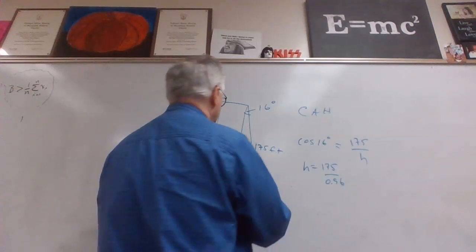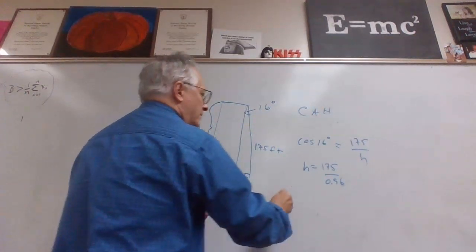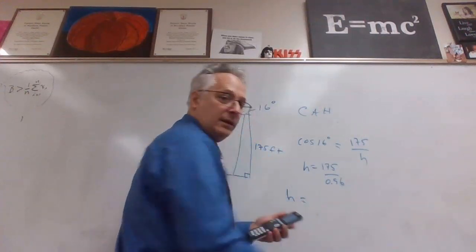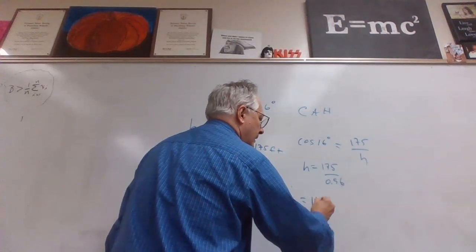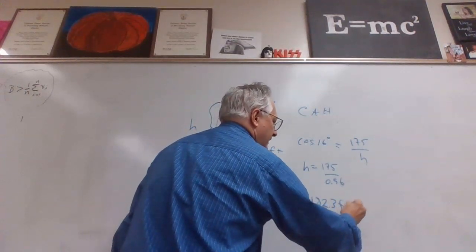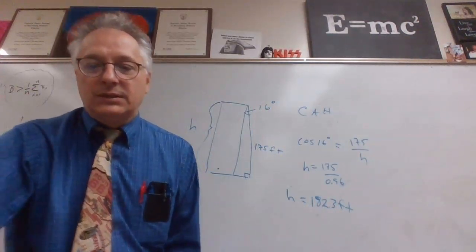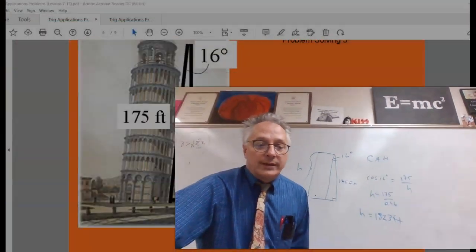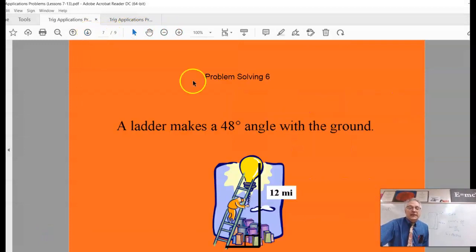If this tower was standing straight up, the height would be 182.3 feet. Okay, so that's another trig problem. All right, let's take a look at a couple more.